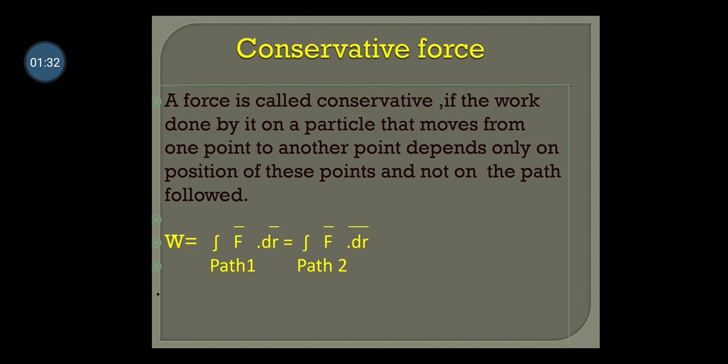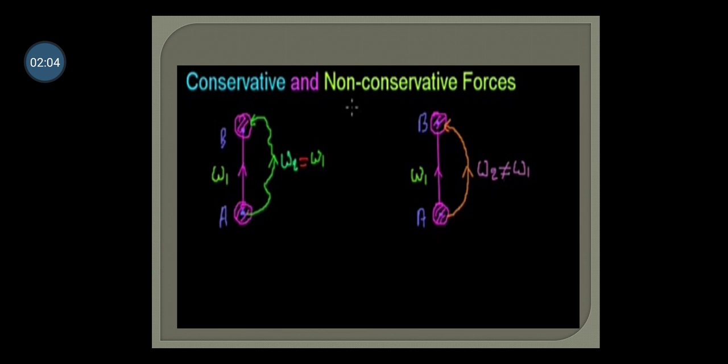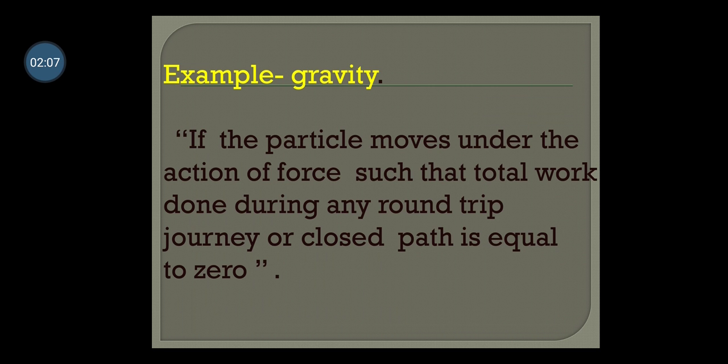Definition of conservative force: a force is called conservative if work done by it on a particle that moves from one point to another point depends only on the position of these points and not on the path followed. Work done along path first is equal to work done along path second. This is the condition for conservative force. For example, gravity. Example of conservative force is gravity.